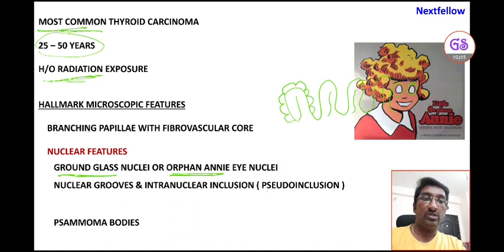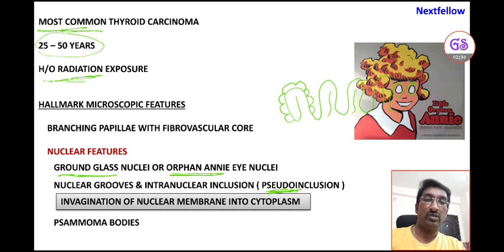And this inclusion is called pseudo inclusion, which means they are not true inclusions. Why are they called pseudo inclusion? Because here the inclusion is because of the invagination of the nuclear membrane into the cytoplasm. So the nuclear membrane will invaginate and they appear like an inclusion, but it is not a true inclusion. That is why it is called a pseudo inclusion.